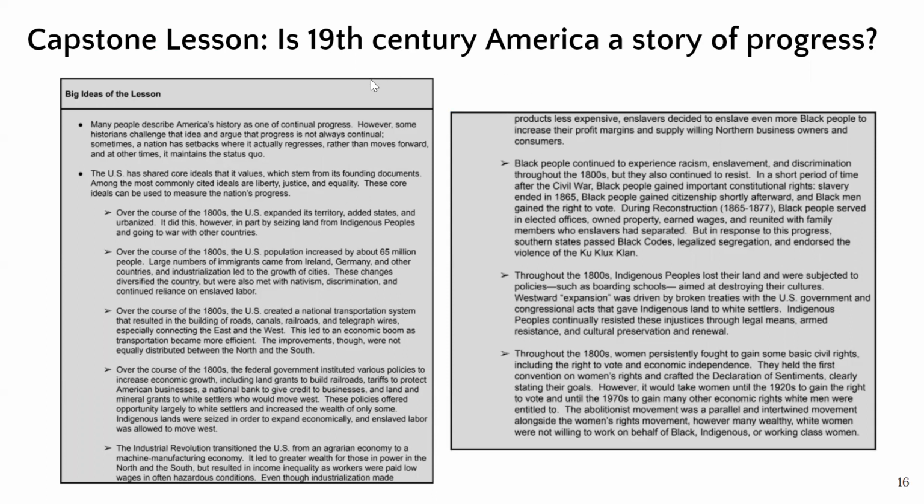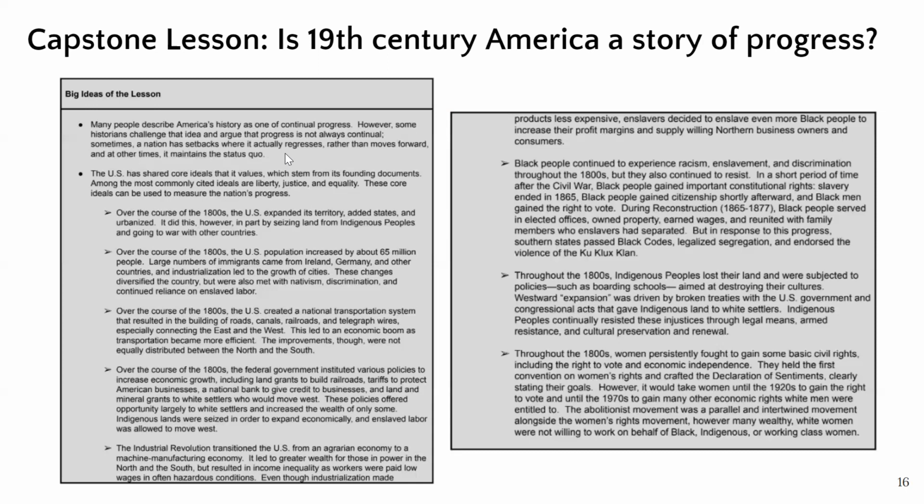One big idea I do want to point out in here is that one of the first things we talk about with students in this lesson is that many people describe America's history as one of continual progress. However, some historians challenge that idea and argue that progress is not always continual, that sometimes a nation has setbacks where it actually regresses rather than moves forward, and at other times it just maintains the status quo. So that is something put in front of students right away.